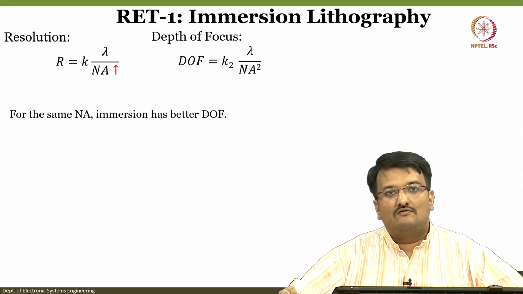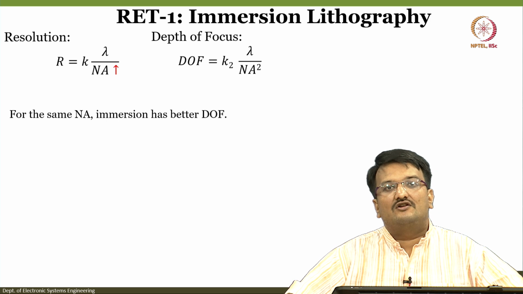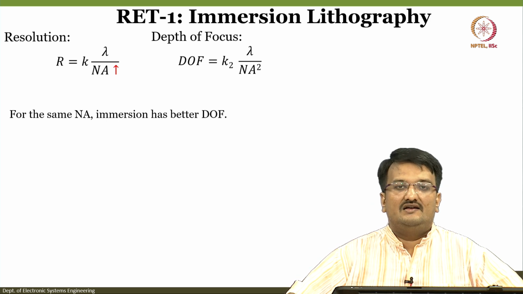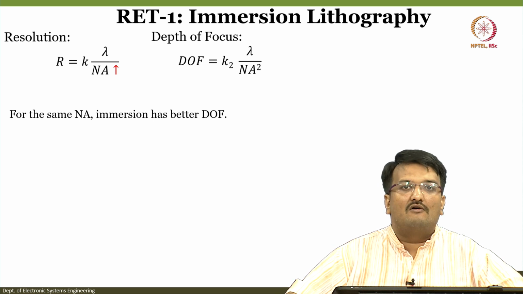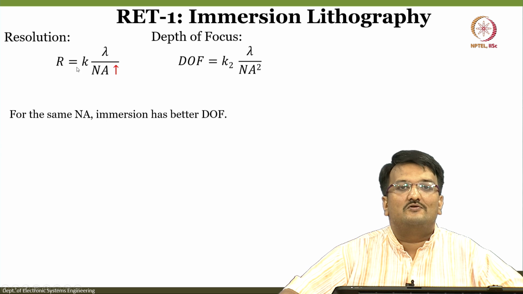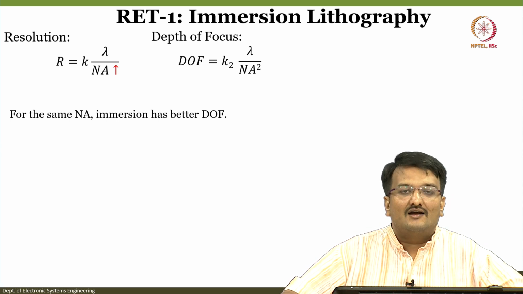In optics, numerical aperture is nothing but n sin theta, right, where n is your refractive index. What if we can increase the refractive index? If you increase the refractive index, you will get a higher value of NA. Now, if you put a higher value of NA, you will get a lower value of resolution. So that is your resolution enhancement. And how do we do that?